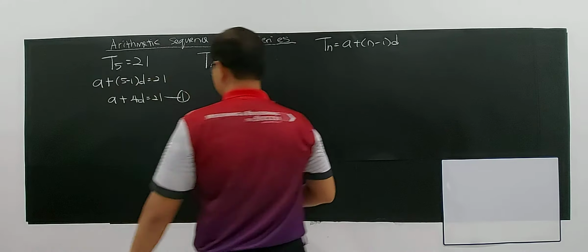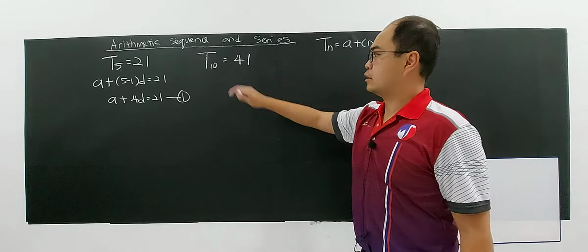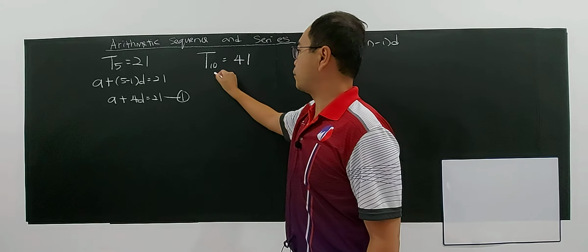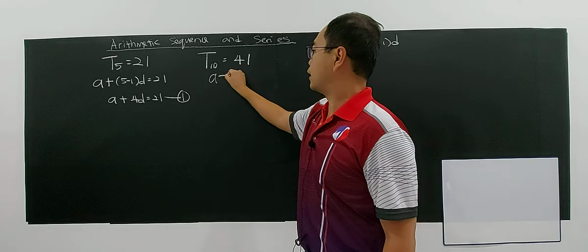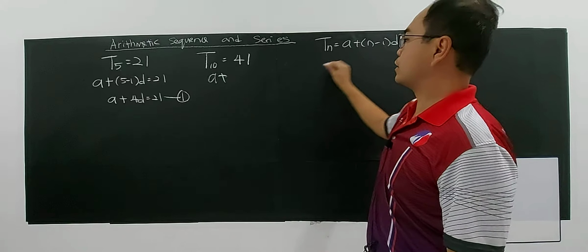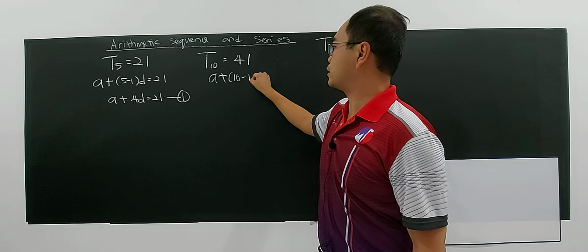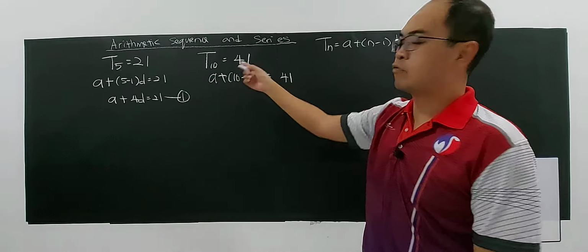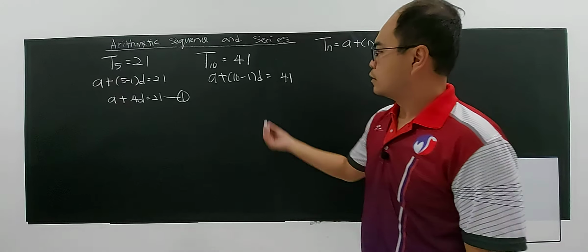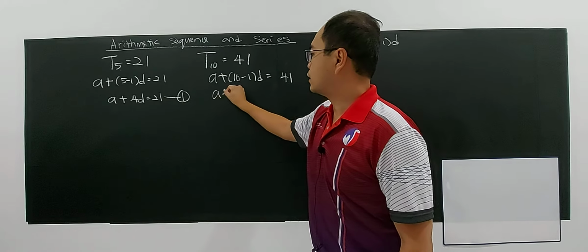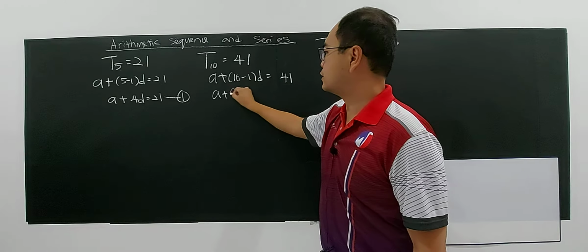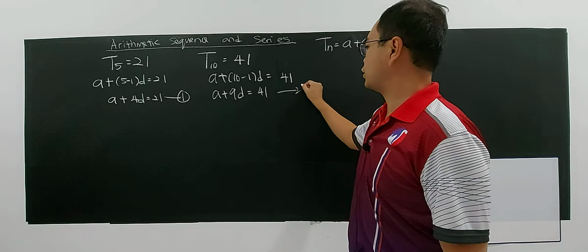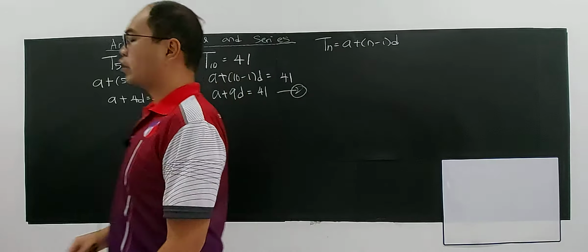Now, this one is the 10th term, so also applying the formula, a + (10 - 1)d = 41. They give you two pieces of information, which means you need to find the first term and the common difference. In this case, simultaneous equations will help you. So a + 9d = 41 is equation 2. Now you have two equations.